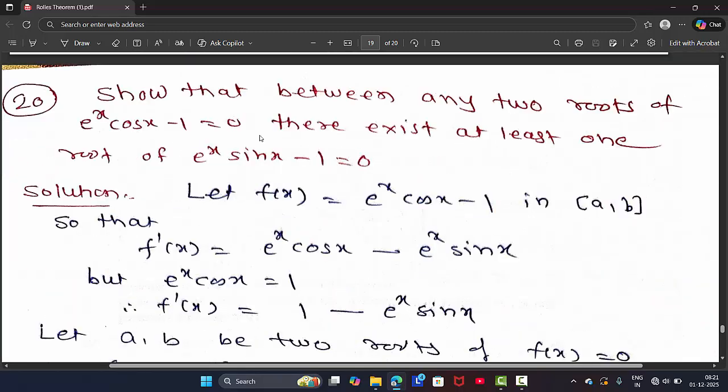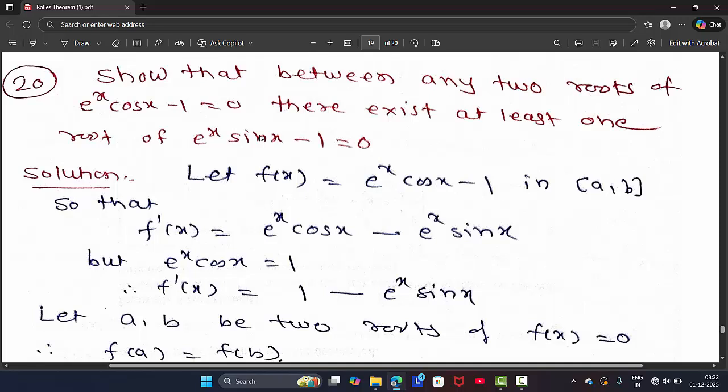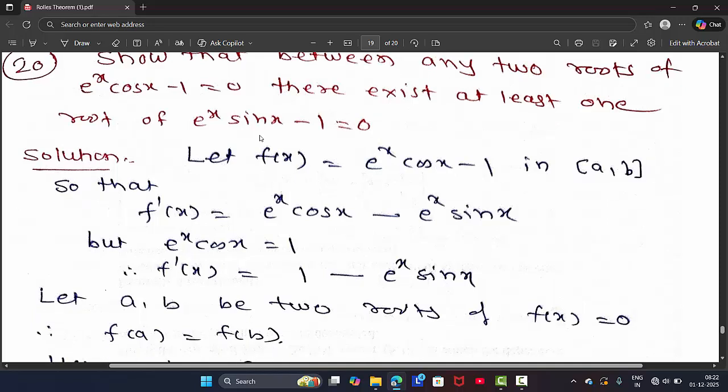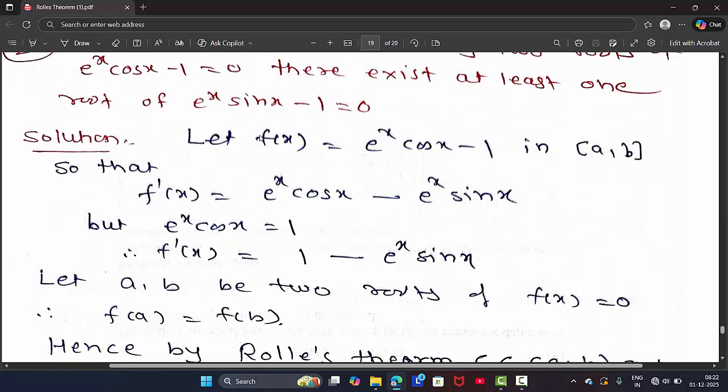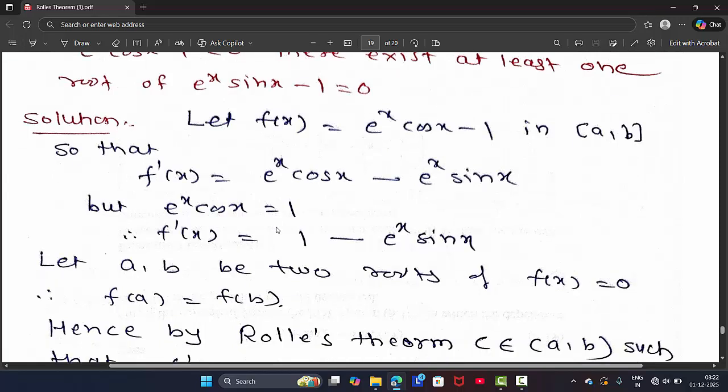Problem 20. Show that between any two roots of e raised to x cos x minus 1 equal to 0, there exists at least one root of e raised to x sin x minus 1 equal to 0. In this, we shall assume f(x) equal to e raised to x cos x minus 1 in [a, b]. f dash x equal to e raised to x cos x minus e raised to x sin x. But e raised to x cos x equal to 1. Therefore, f dash x equal to 1 minus e raised to x sin x.